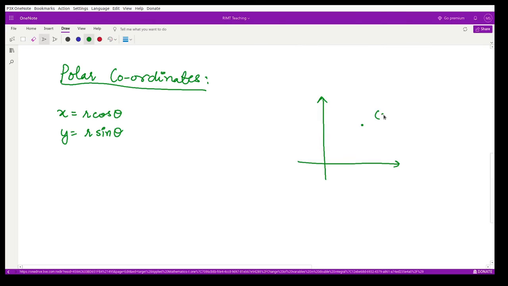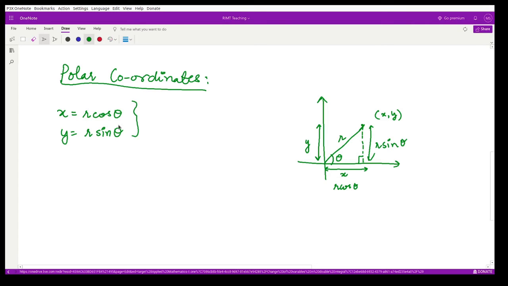Suppose this is some point x comma y in the Cartesian plane, and this distance is r, this angle is theta. From here to here, what is the distance? This distance is x, and if you use trigonometry, you complete this triangle, and because this is 90 degrees, this is equivalent to r cos theta. So your x is equal to r cos theta, and similarly this line is equivalent to r sin theta using trigonometry. This distance is equivalent to this distance, and actually this is y and this is r sin theta. So that is how you obtain these values.